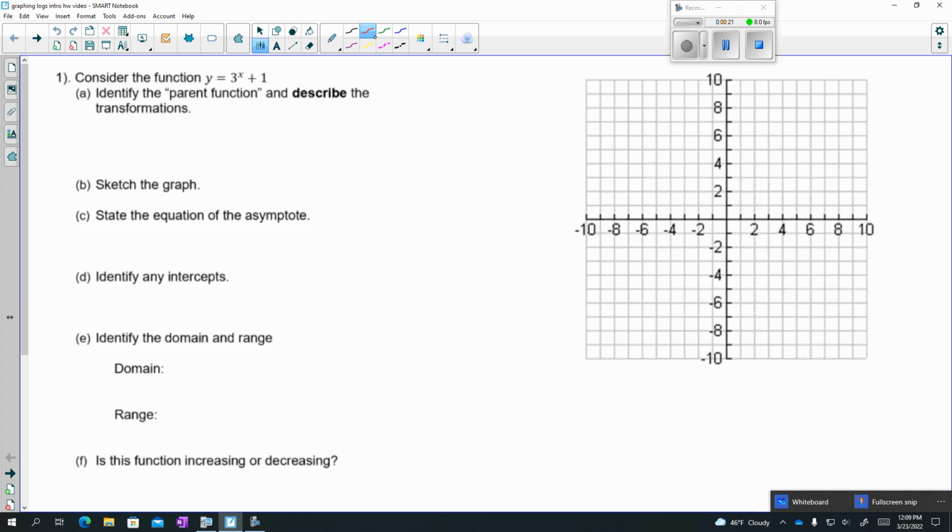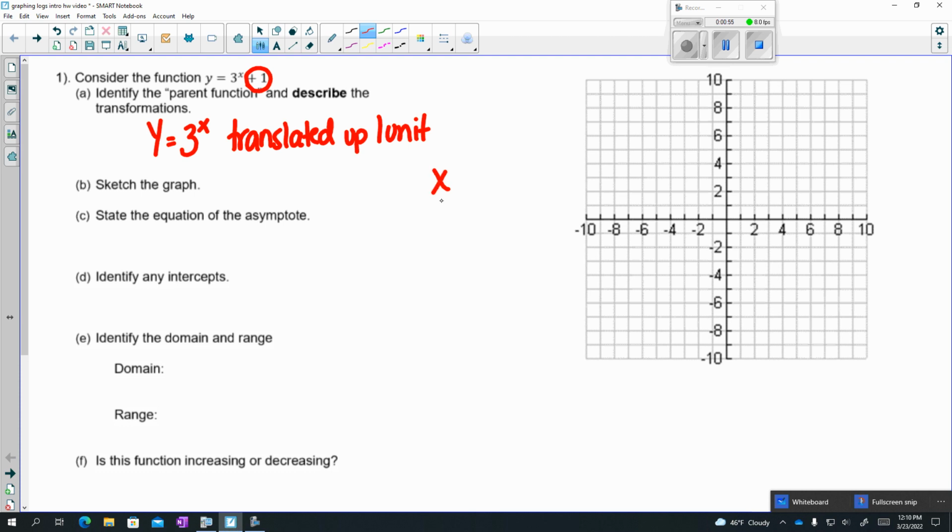So remember, a parent function is a function with no transformations. In this case, our parent function is y equals 3 to the x, and there was this plus 1 on the outside, so it was translated up 1 unit. If it was a minus, it would have been down. If it was in the exponent on the inside, that means it's going left or right. Part B is asking us to sketch the graph.